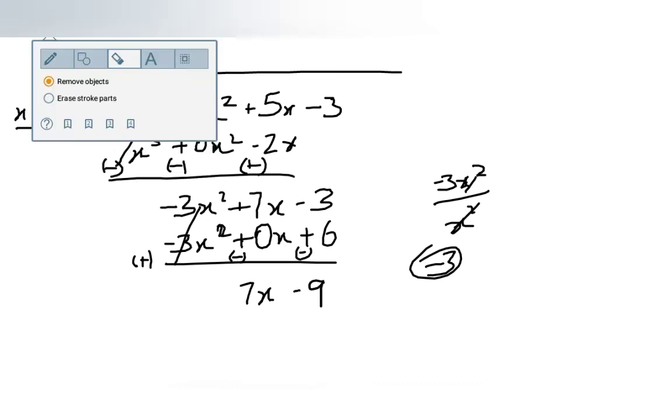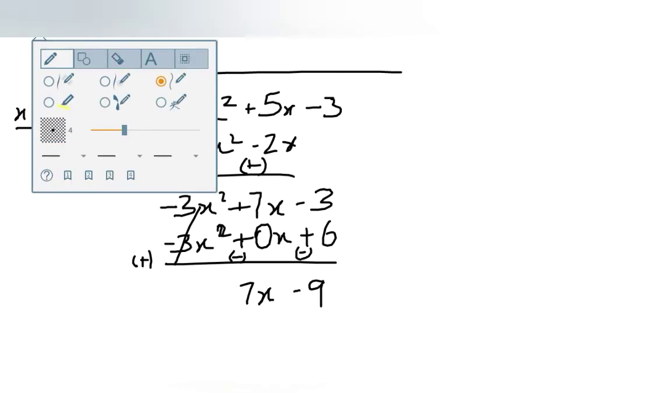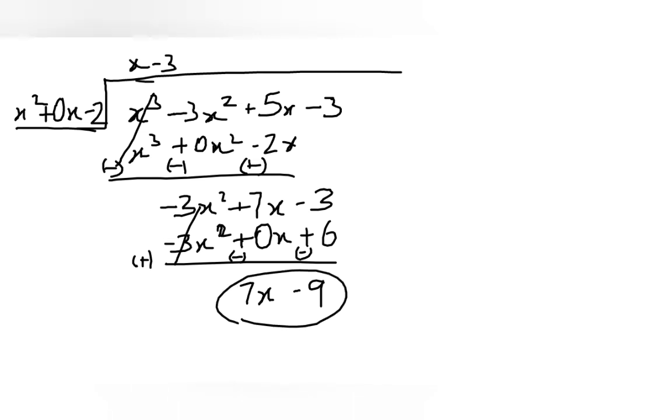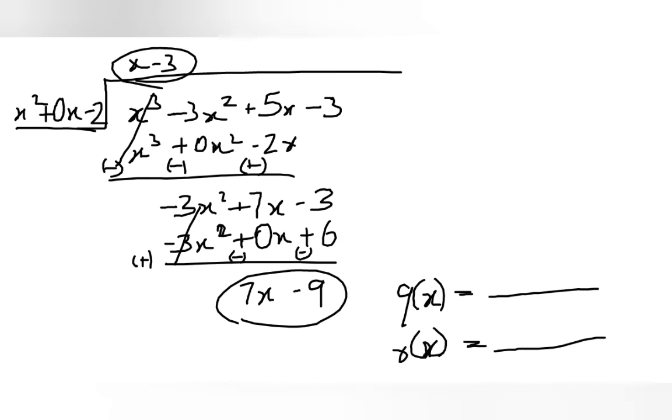So this was it. We got the remainder and the quotient. We just write them here. So q of x is equal to what we got, r of x is equal to what we got, we just copy them down. So this was it for finding the quotient and remainder.